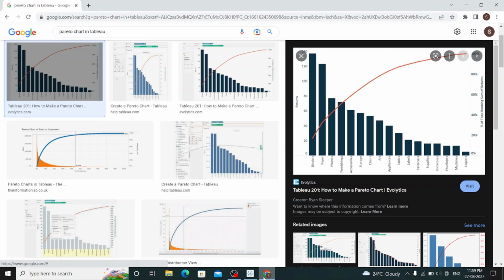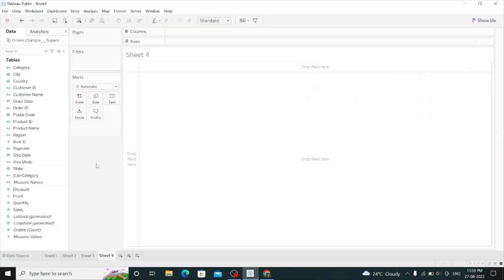The Pareto principle, also known as the 80-20 rule, suggests that 20% of the activities will account for 80% of your results. Like 80% of the family problems are caused by 20% of the issues. So let's jump into Tableau and build the Pareto chart.